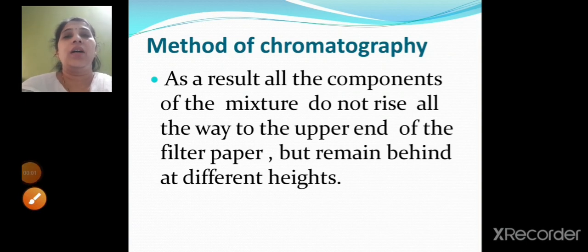So children, with this we finish chapter number 14, that is elements, compounds and mixtures. So let's recap what we have learnt in today's session. In today's session, children, we had seen different methods of separation. First we saw the method of distillation. The distillation method is also used for the purification of impure liquids.